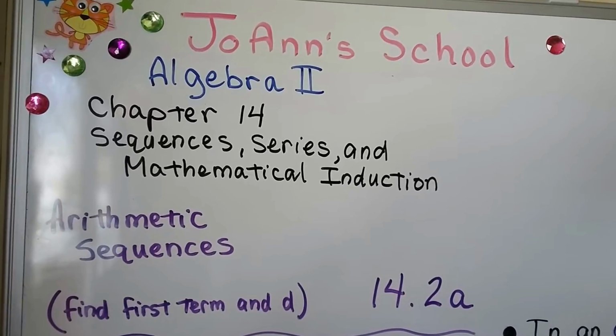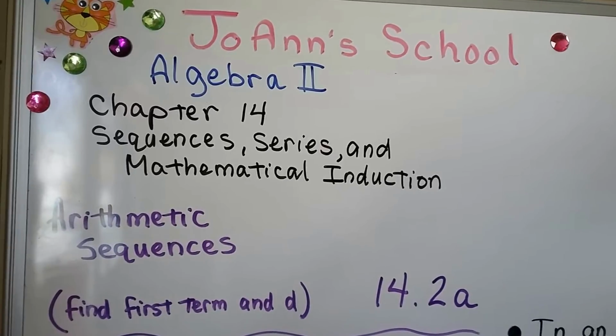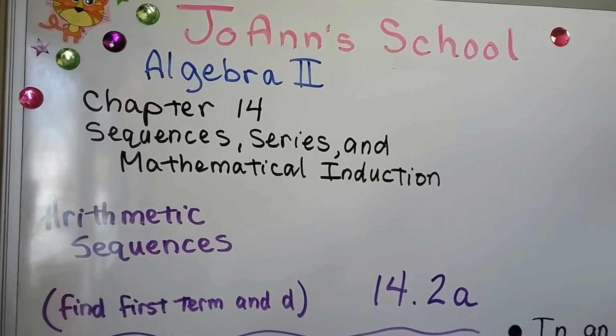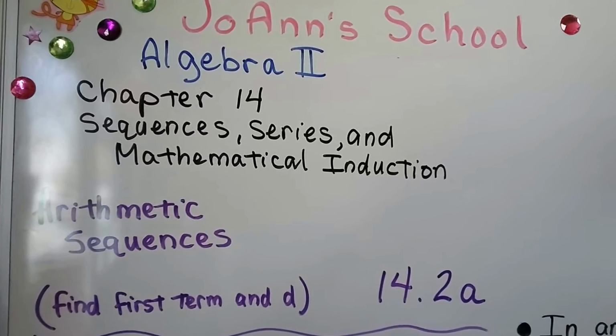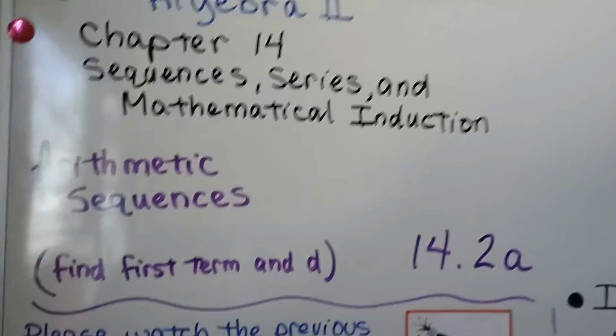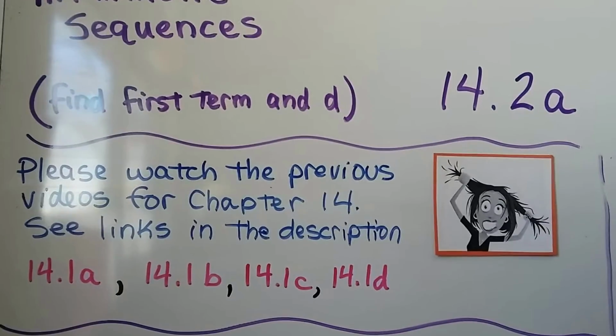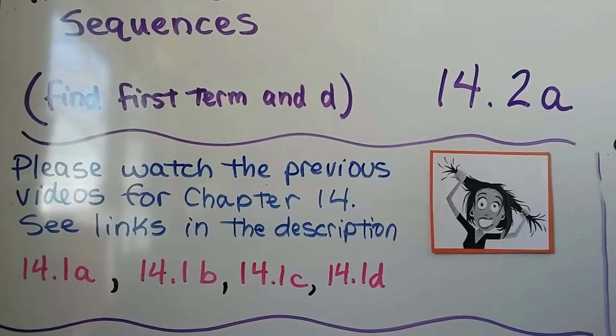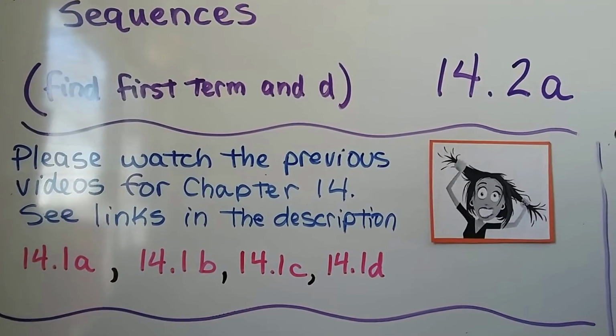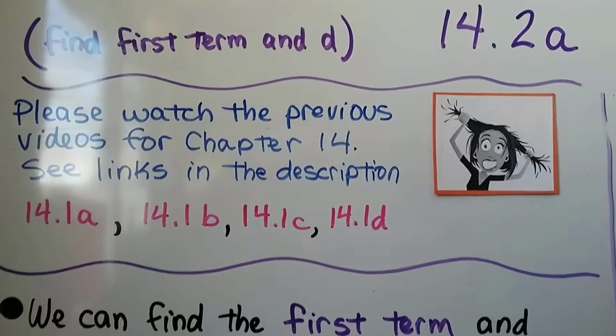This is going to be all about arithmetic sequences. We're going to find the first term and the common difference D. This is 14.2a. If you have not seen the previous videos for chapter 14, you may get lost or confused, and I don't want that to happen. So there's links in this description so you can go there.